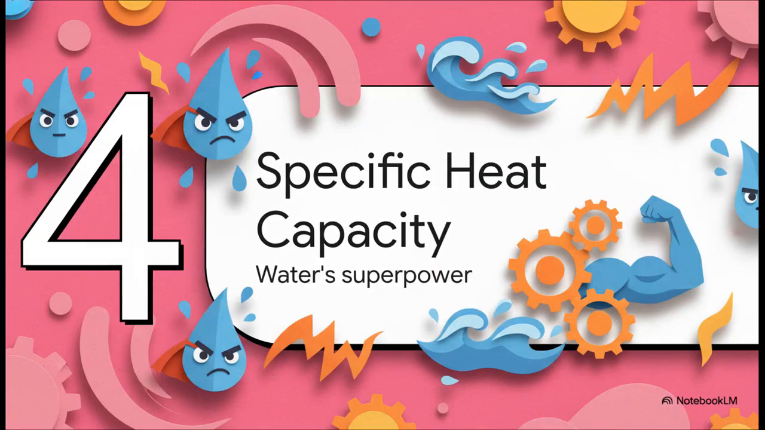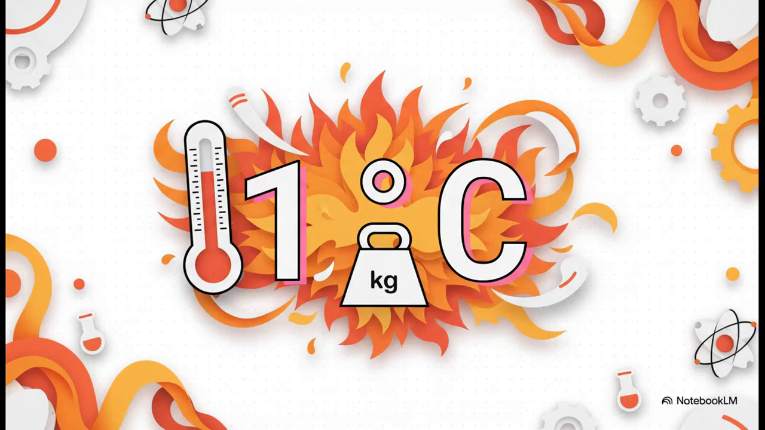Section 4, the power of specific heat. Let's talk about water's stubborn superpower. To really understand this superpower, let's anchor it with a strict scientific definition. Specific heat capacity is a highly precise measurement. It is the exact amount of heat energy required to raise the temperature of exactly 1 kilogram of a given substance by exactly 1 degree Celsius.